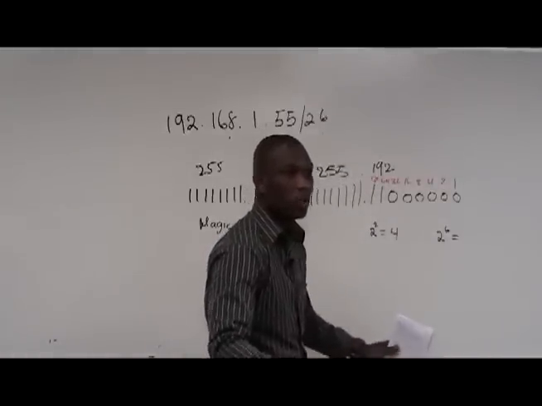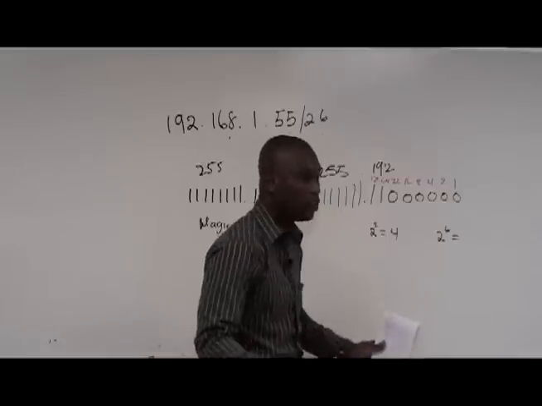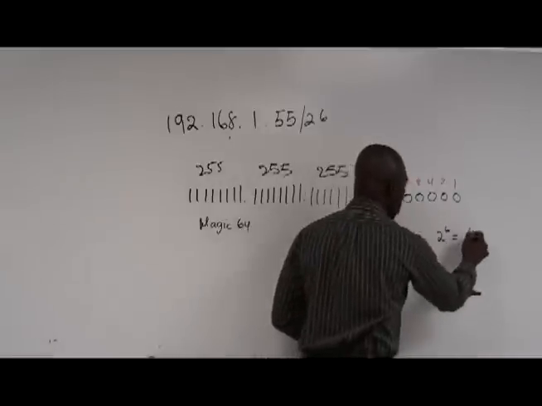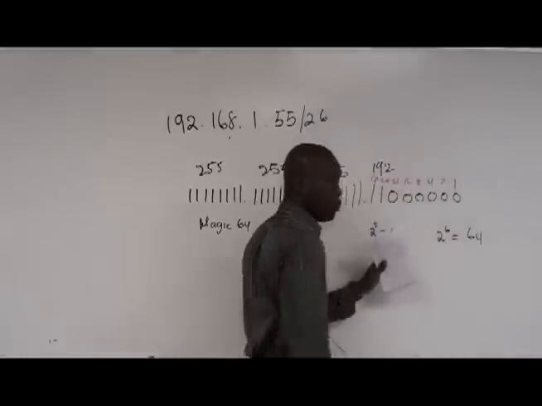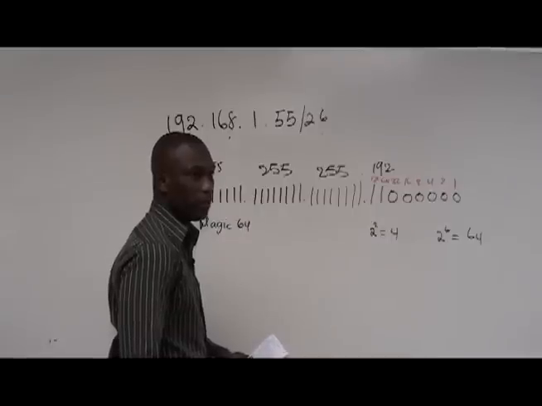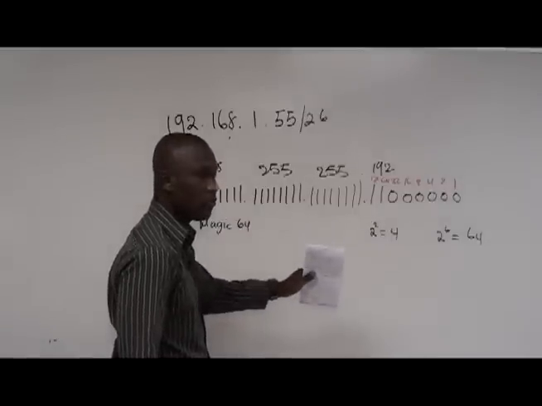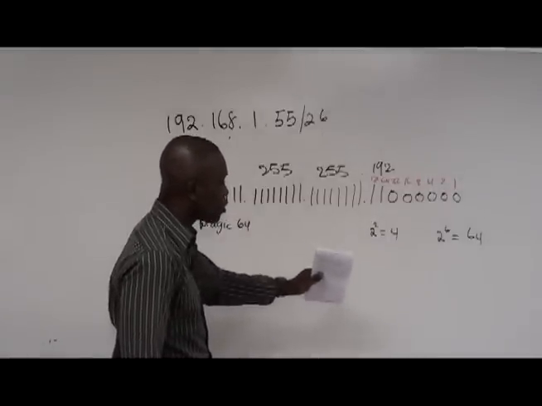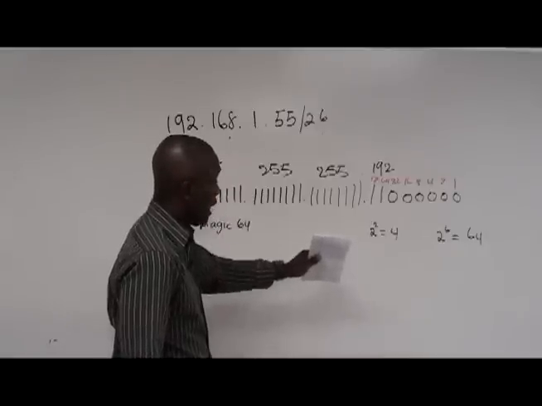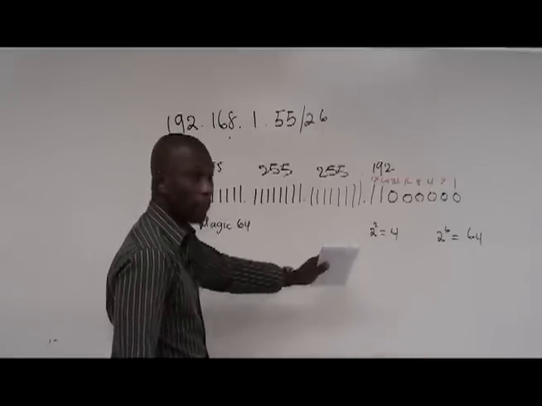Well, you don't even need to work it out, because your magic number also tells you the number of hosts. So we'll have 64 hosts, you understand? And within 4 networks. So your magic number in this case is 64. The number of hosts would be 64 as well, and I will have 4 networks.